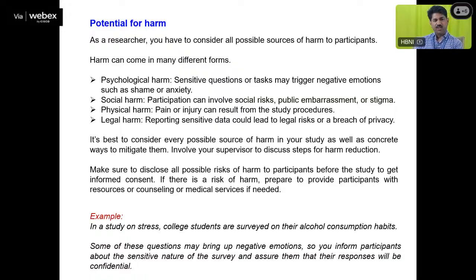Make sure to disclose all possible risks of harm to participants before the study to get informed consent. This I have already told, that we have to take the consent of the participants, and for that we have to first disclose all possible risks that can occur to the participants, like what is the psychological harm, what is the social one. But we'll tell that these types of risks are there, but we are trying our best to minimize all possible harm that can occur to the participant. After that only we have to include the participants in our research work.